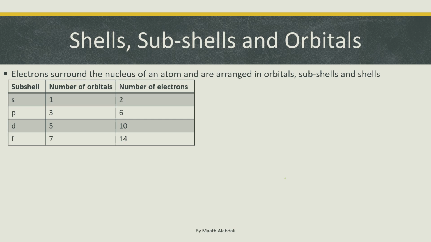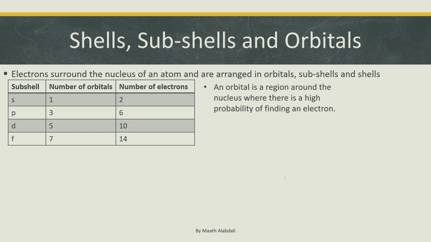Now, each orbital can hold a maximum of 2 electrons. So you can find the total number of electrons by multiplying 2 by the number of orbitals in that subshell. For example, in the S subshell there's only one orbital, so 1 times 2 is 2. 3 times 2 is 6. In the D subshell, 5 times 2 is 10. In the F subshell, 7 times 2 is 14.